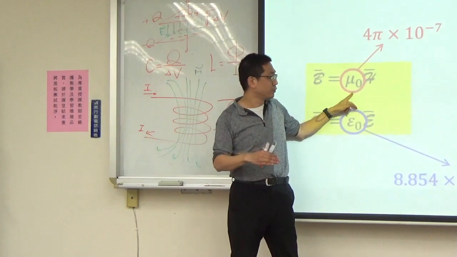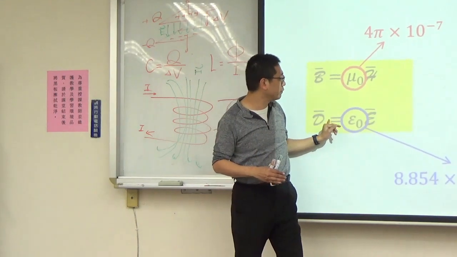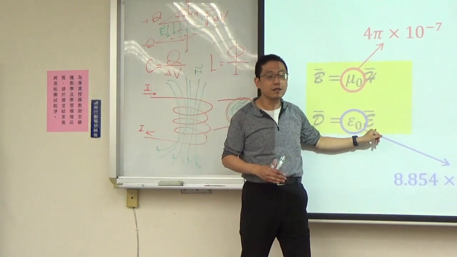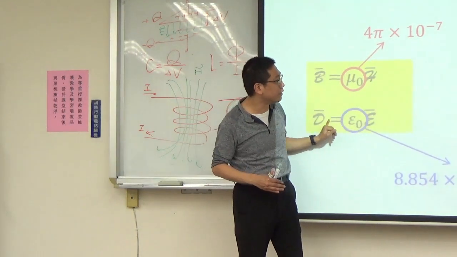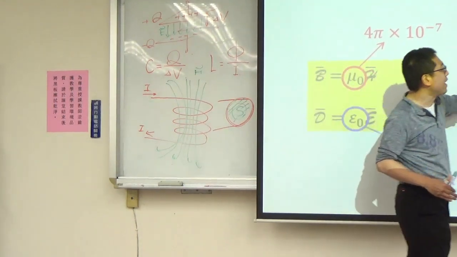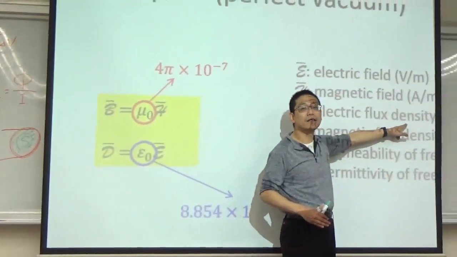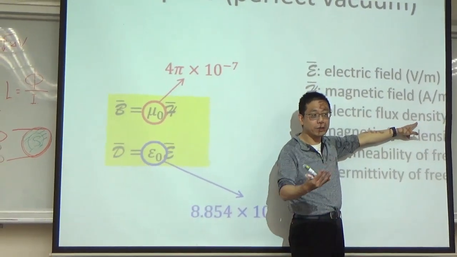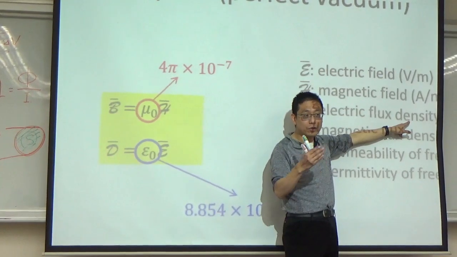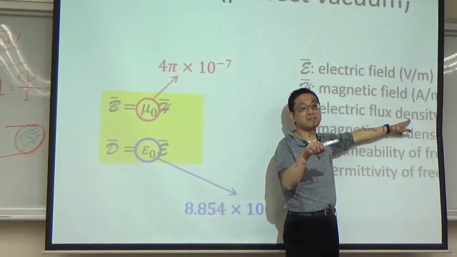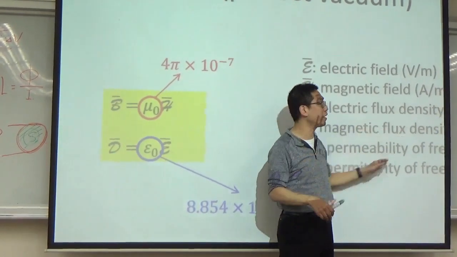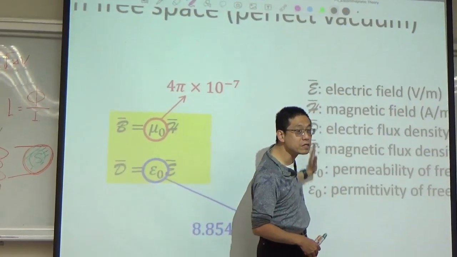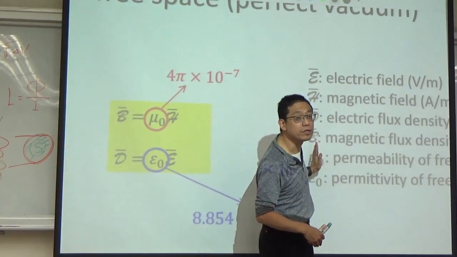Very similar to between D and E. The definition of D is the electric flux density. Okay, I try to explain. I use the simplest way to explain those notations of the Maxwell equations.